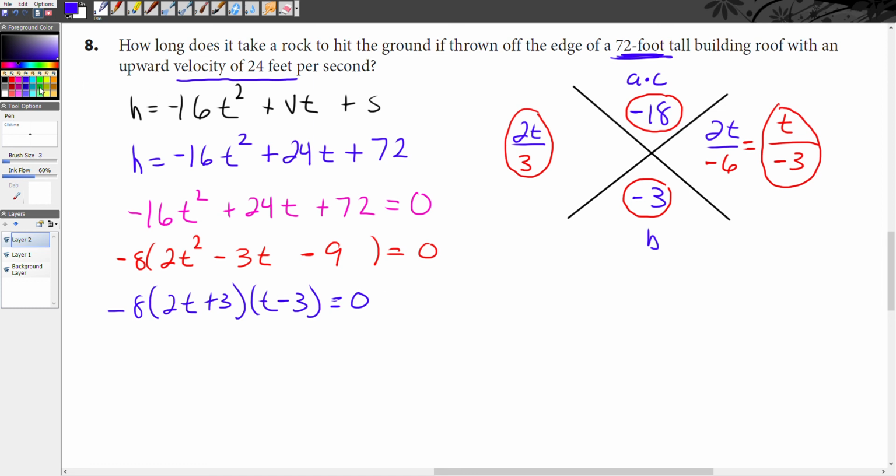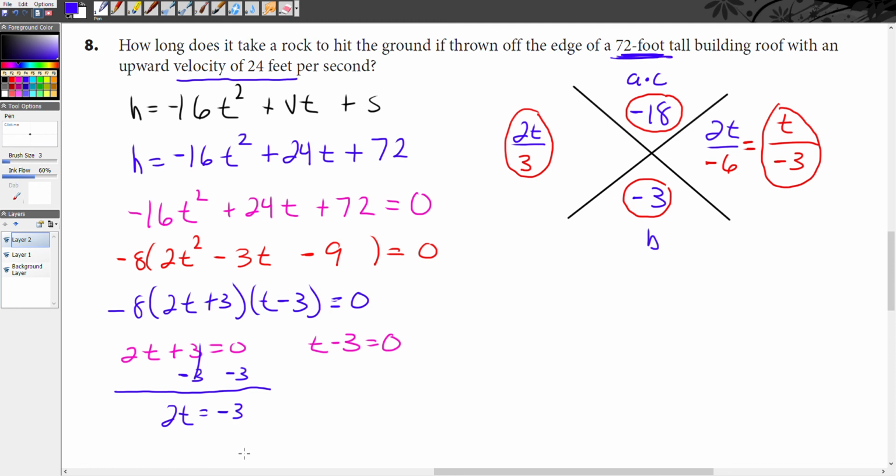And I'm going to go ahead and set each of these binomials equal to 0. So I have here 2t plus 3 equals 0, and I have t minus 3 equals 0. And then I am going to solve each of these. So I'm going to subtract 3 from both sides. And this cancels out, and I get 2t equals negative 3.